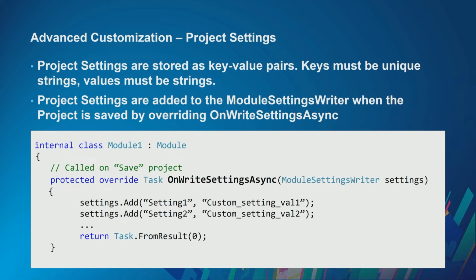So if you don't want to store a string, you will have to serialize your data, your state, as a string, and then deserialize when you read it back. We'll see that in the code a little later. Again, these settings will go into your project.